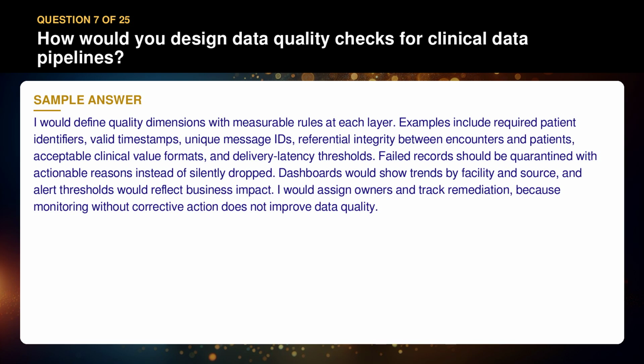I would define quality dimensions with measurable rules at each layer. Examples include required patient identifiers, valid timestamps, unique message IDs, referential integrity between encounters and patients, acceptable clinical value formats, and delivery latency thresholds. Failed records should be quarantined with actionable reasons instead of silently dropped.